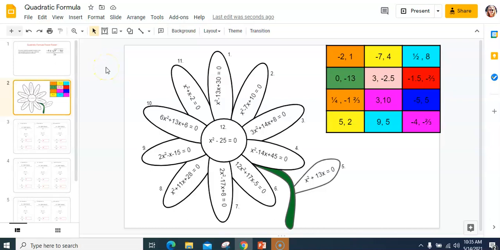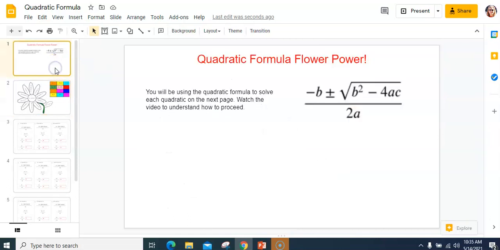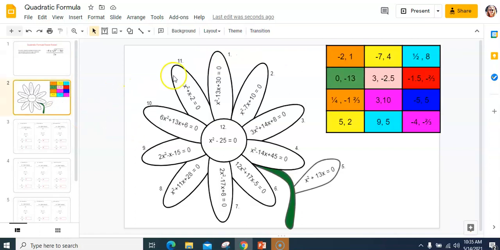In this video, I'm going to show you how to work your way through this activity. This is called the quadratic formula flower power. Once I'm done with this video, there's going to be a spot for you to click down here to watch it. Each one of these problems will need to be worked. When you find the answer to that problem, you'll come over here and find the correct color to color that petal. So I'm going to work through one of the problems to show you how to do it.